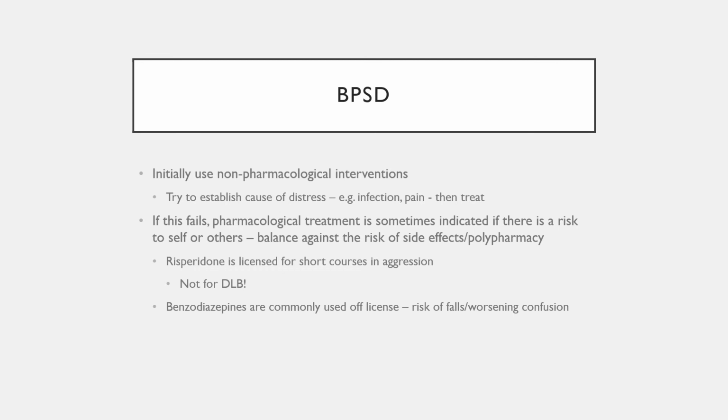Initially, you can try to use non-pharmacological interventions, so having a think about why that patient is distressed. It might be something that's quite easy to treat if they're in pain and they're just not able to tell you. If you can figure that out, then that's quite easy to fix. It could be infection, constipation, anything that can make them feel unwell. That would understandably make them distressed, and they possibly don't have any other way to communicate that if they're in the late stages of dementia.